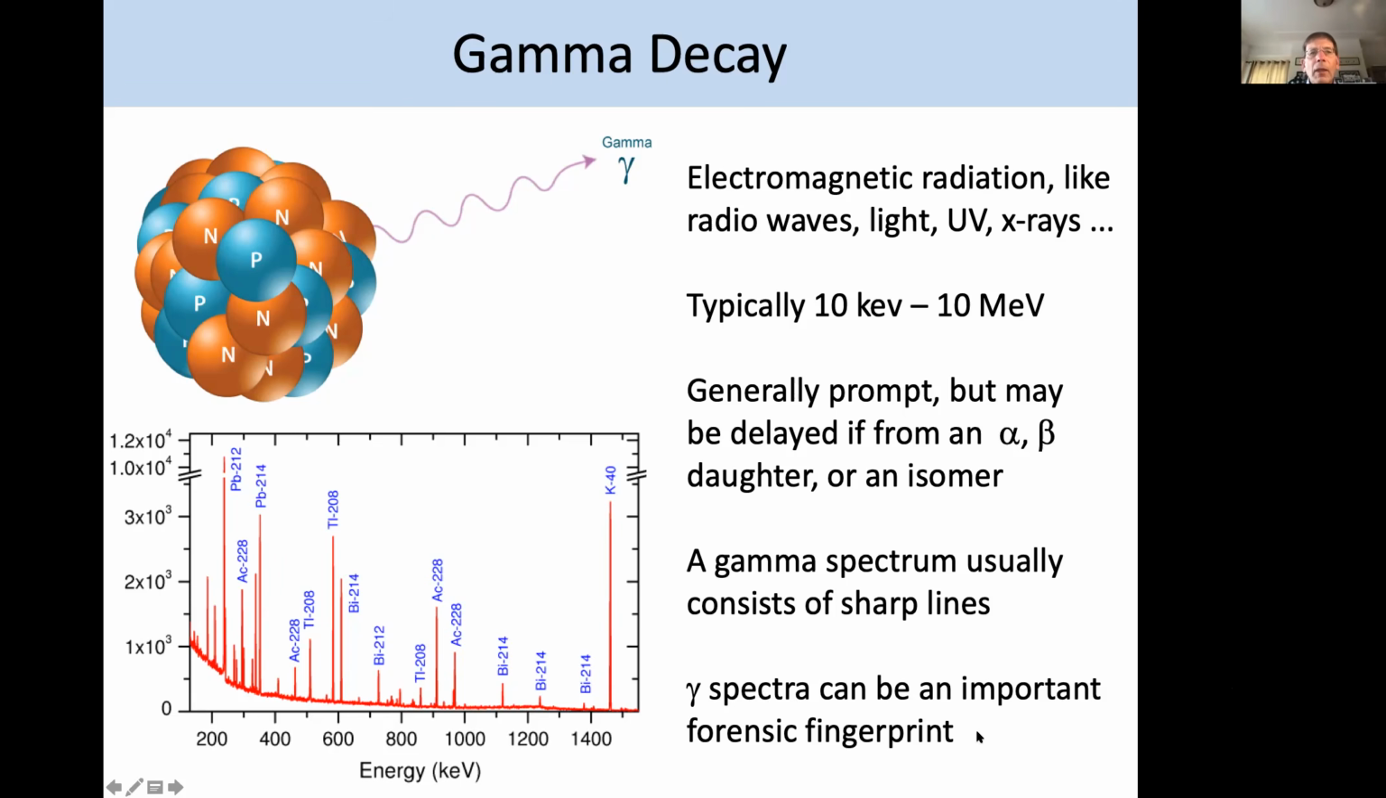So you can learn things about anything from astrophysics. When you look at stellar processes, you actually see not only atomic lines from plasmas and atoms, but you can also see gamma lines from the decay of excited nuclei from products from supernovae or whatnot like that. And so gamma spectra are a very important scientific tool and forensic tool.